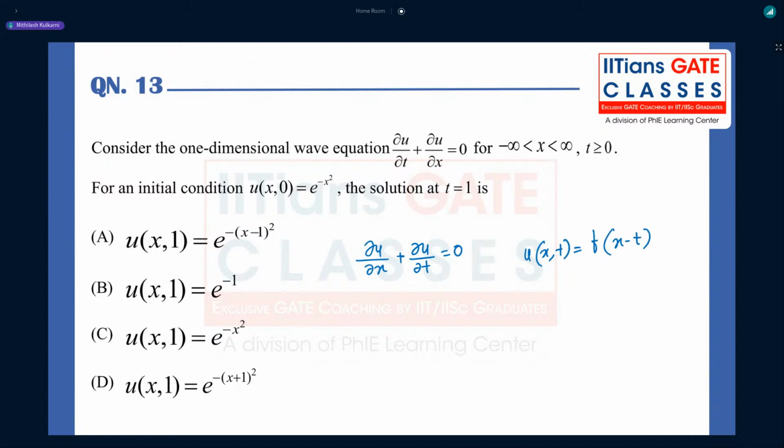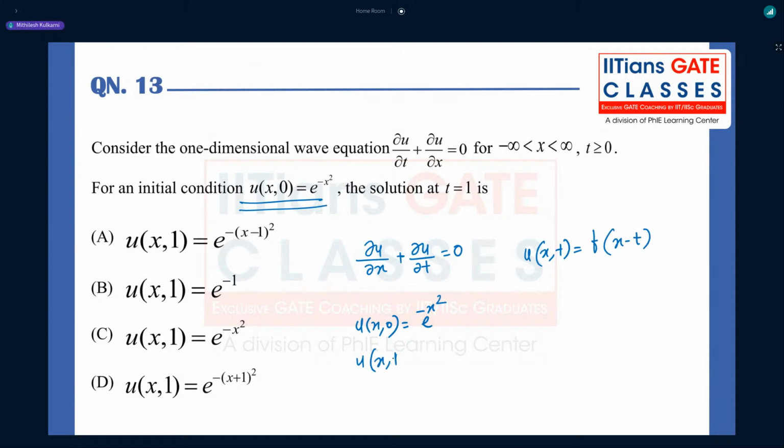And they have also given us the initial condition. What is the initial condition? Whenever the value of t is equal to 0, the value of the function is e to the power minus x square. So u of x comma 0 is equal to e to the power minus x square. So here t is 0, that is given, and we are supposed to calculate what is the value of u at x comma 1. Okay.